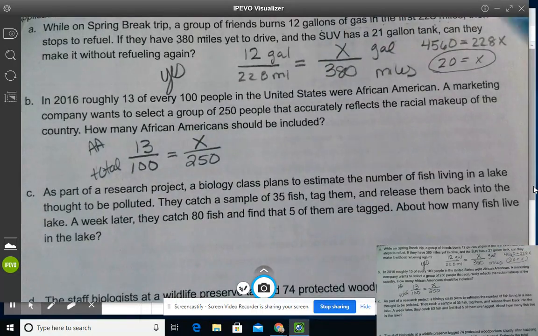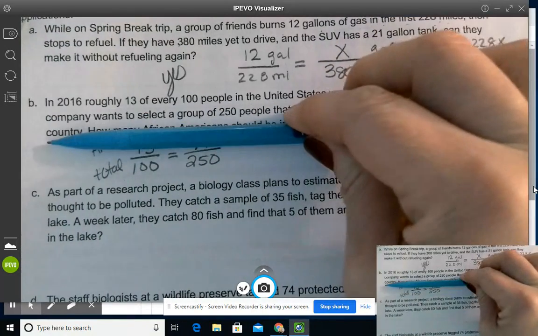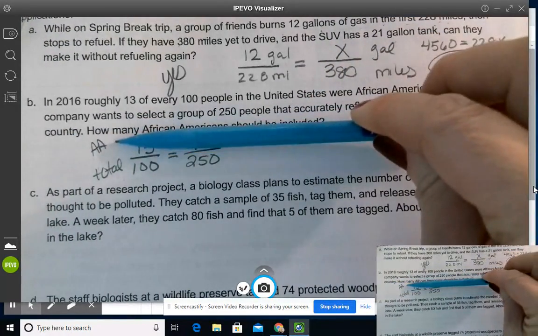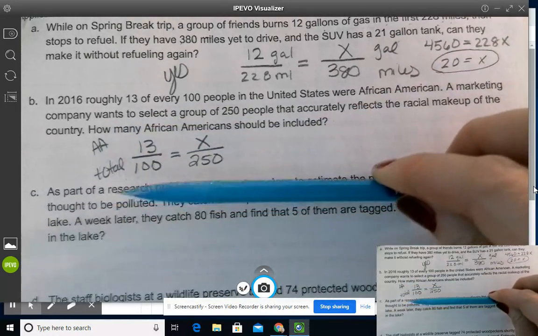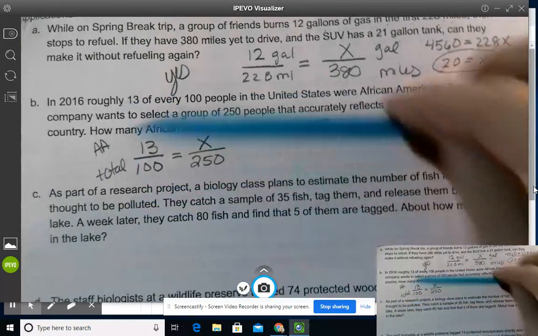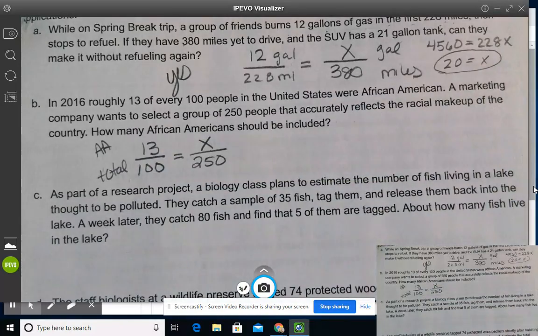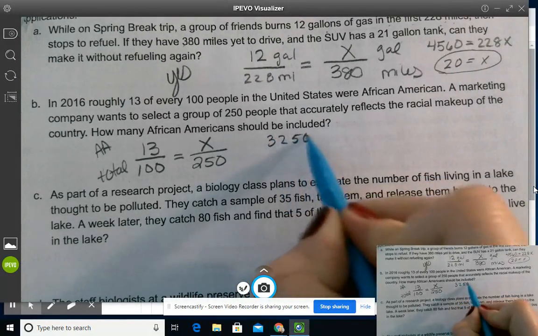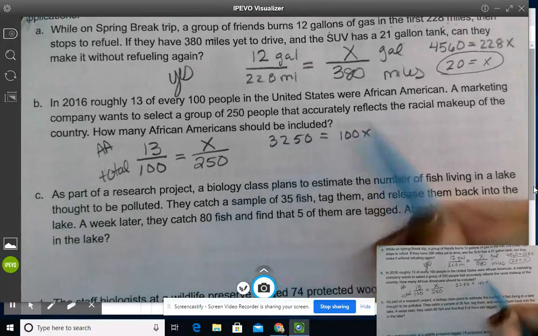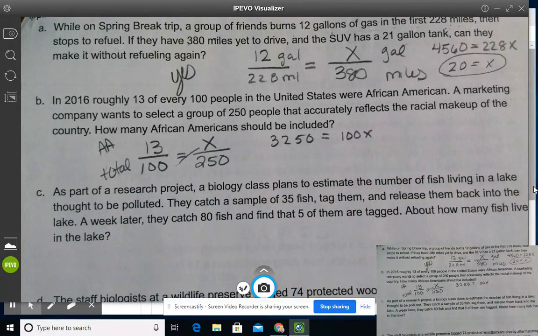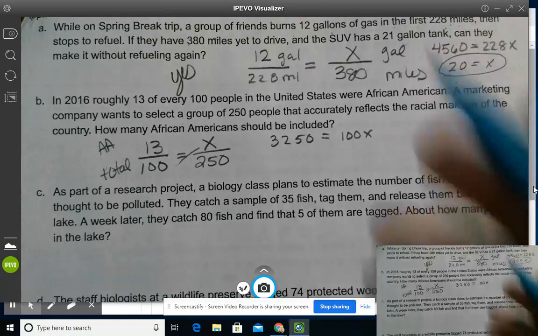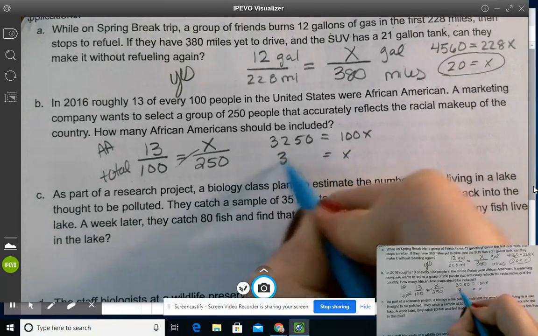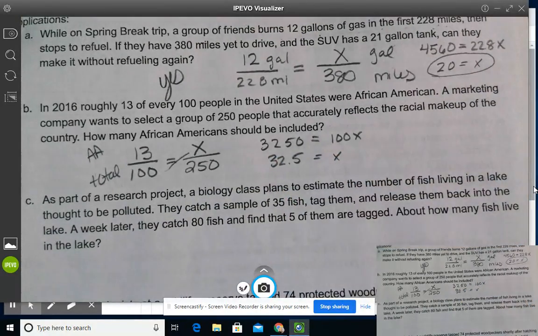So when I say be consistent, I mean that both items on top should represent the African American number. Both items on the bottom should represent the total. If you have it set up like that, then when you cross multiply, you should have it set up correctly. So if we cross multiply this, you would have 13 times 250, which would give you 3,250. Cross multiply the other side. So then when you divide that by 100, you get 32 and a half.